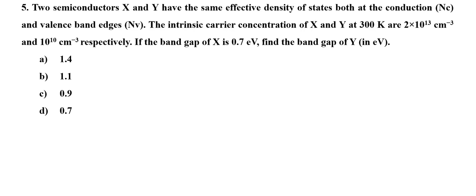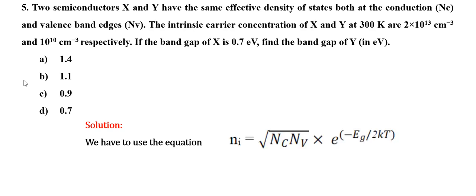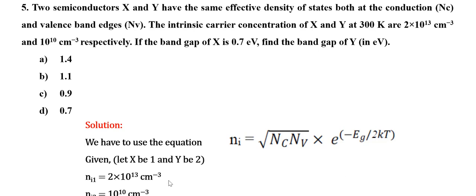So have you taken the ratio? Yes, ma'am. So basically you have to use Ni is equal to root of Nc Nv into e power minus Eg by 2 times Kt. And out of this, Ni1 and Ni2 are given, like one is 2 into 10 power 13, the other is 10 power 10. And Eg1 is also given.